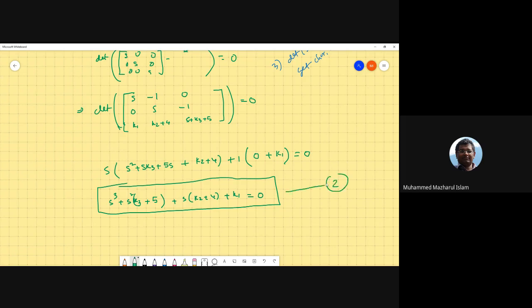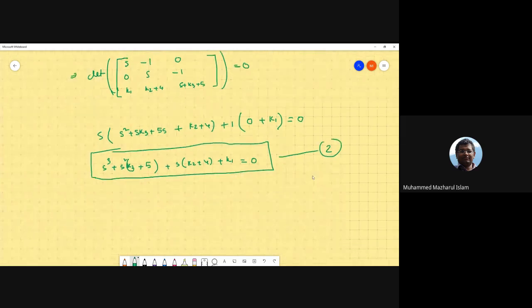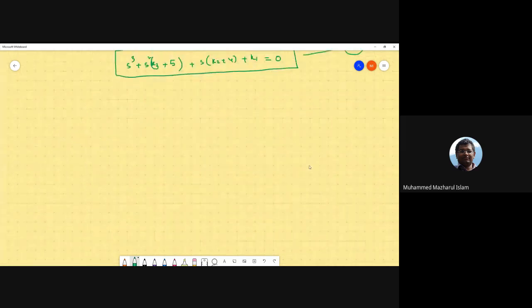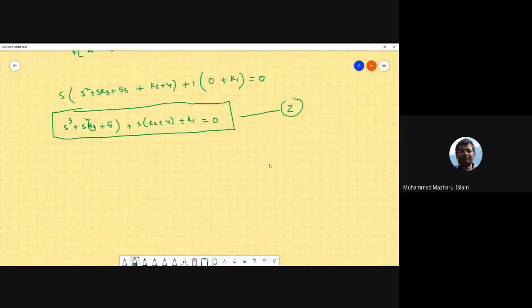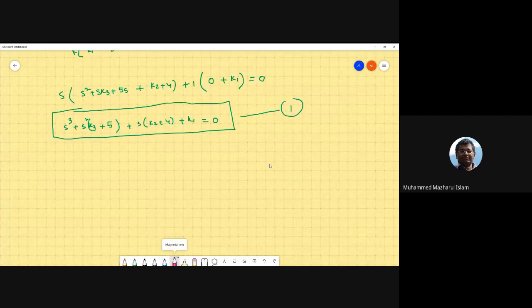Let's give it a name. Let's keep it aside. We can call it 1. We haven't named anything 1 yet, so let's call it 1. Okay, this is one part of the solution.